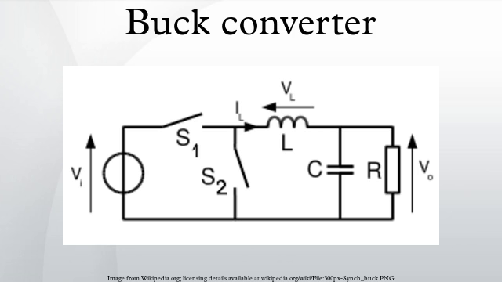Specific structures: synchronous rectification. A synchronous buck converter is a modified version of the basic buck converter circuit topology in which the diode, D, is replaced by a second switch, S2. This modification is a trade-off between increased cost and improved efficiency.